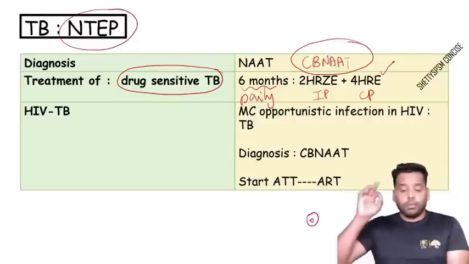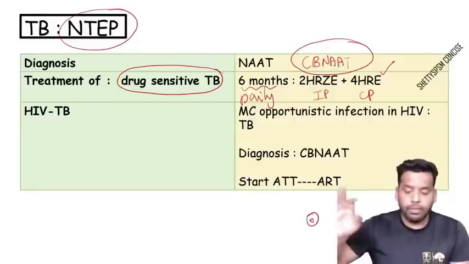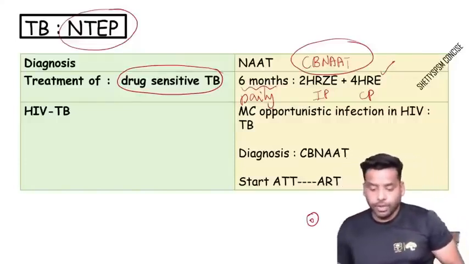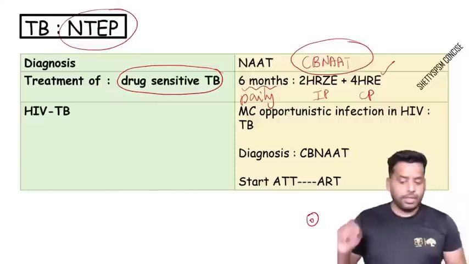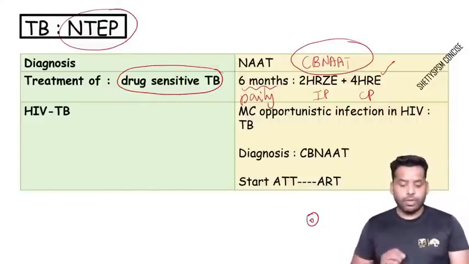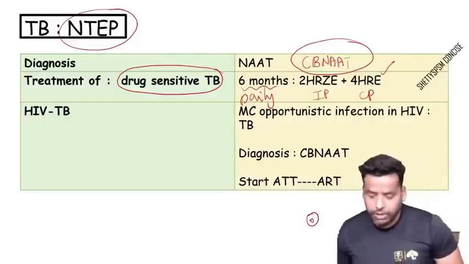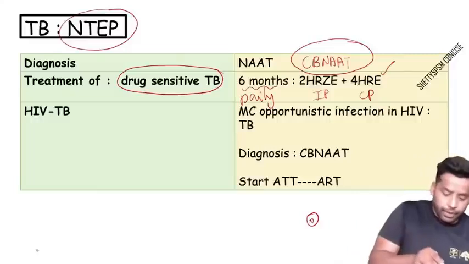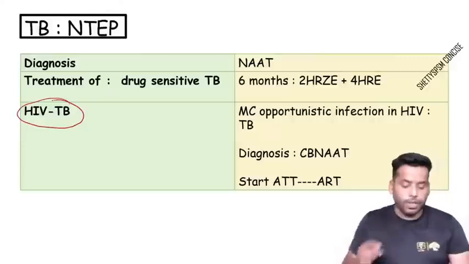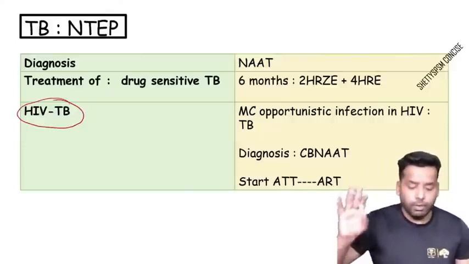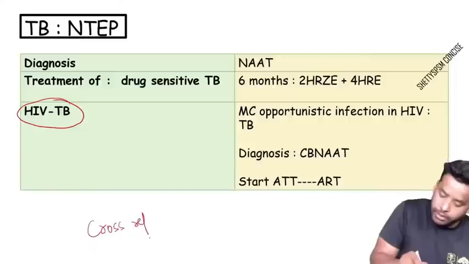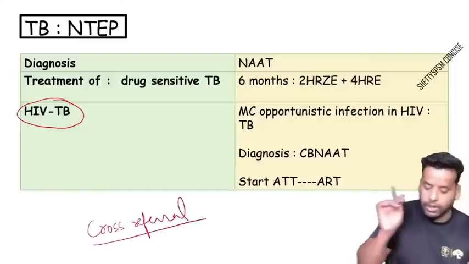That means number of tablets per day is decided based on which criteria? Answer my next question. Number of tablets per day is decided based on body weight of the patient. Any patient of TB, HIV will be rolled out, and any patient of HIV, TB will be rolled out. This is called cross referral. Keep in mind, this word is called cross referral.